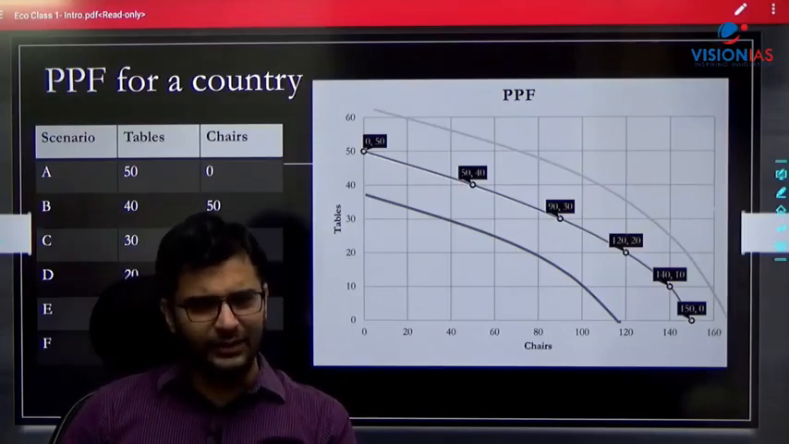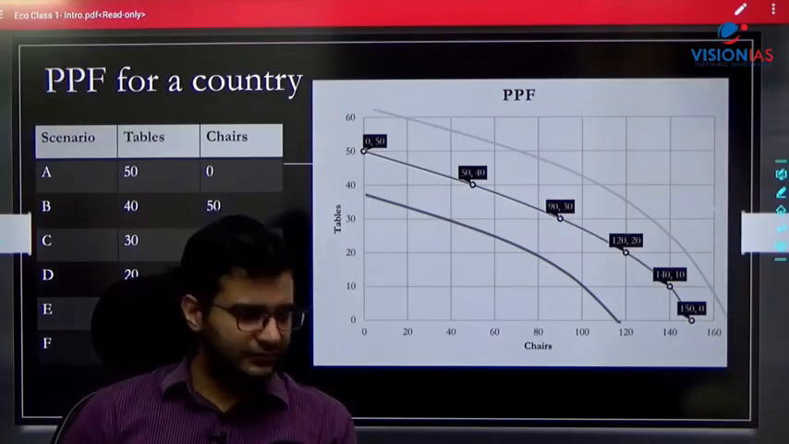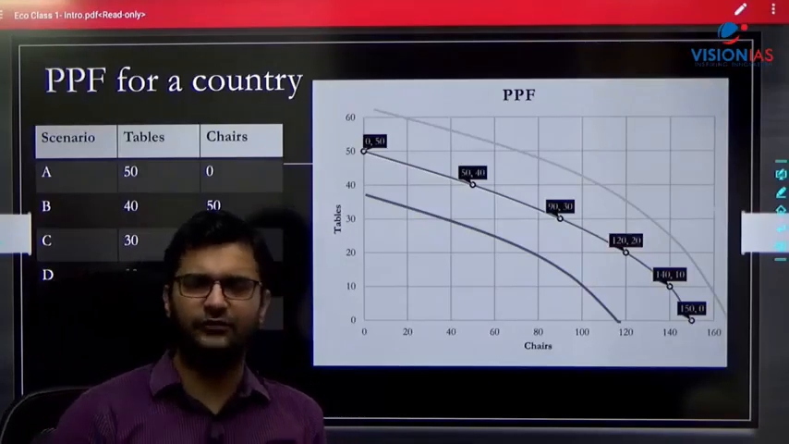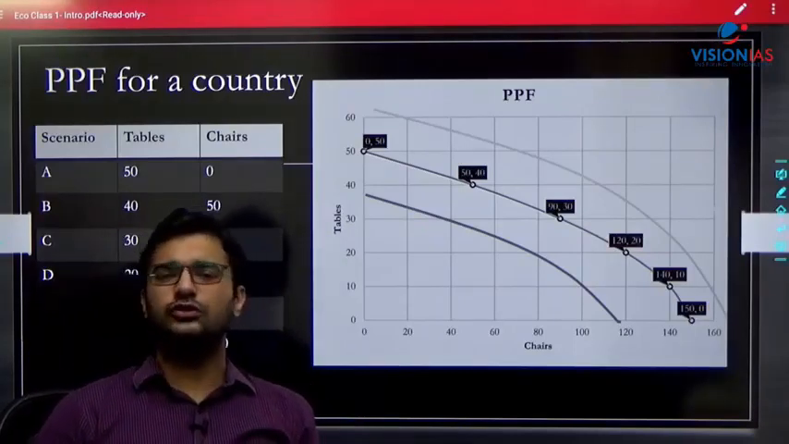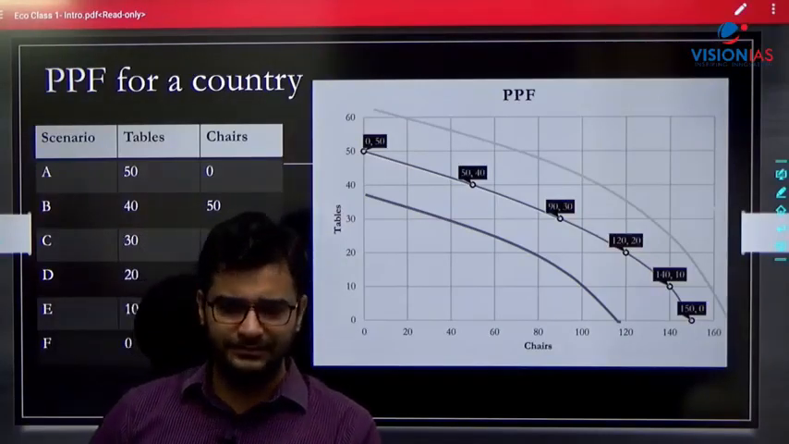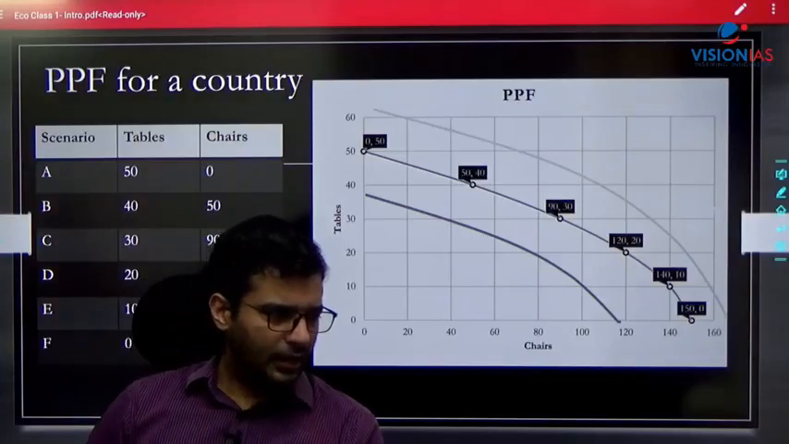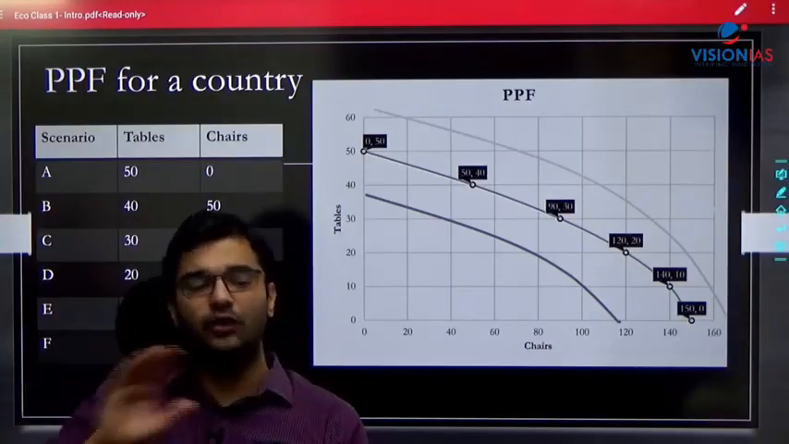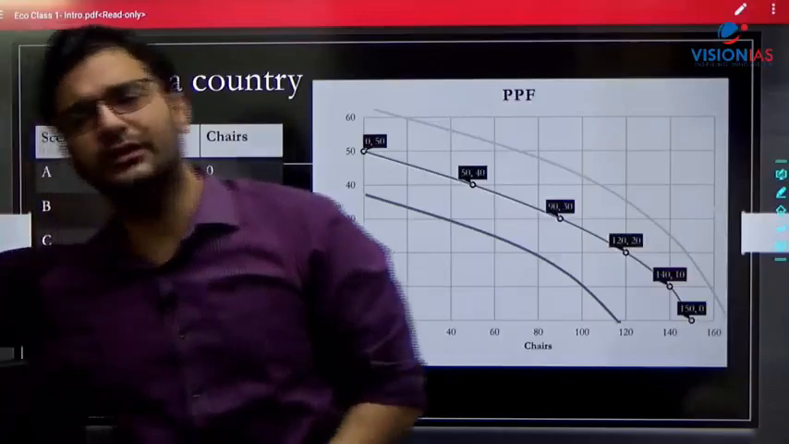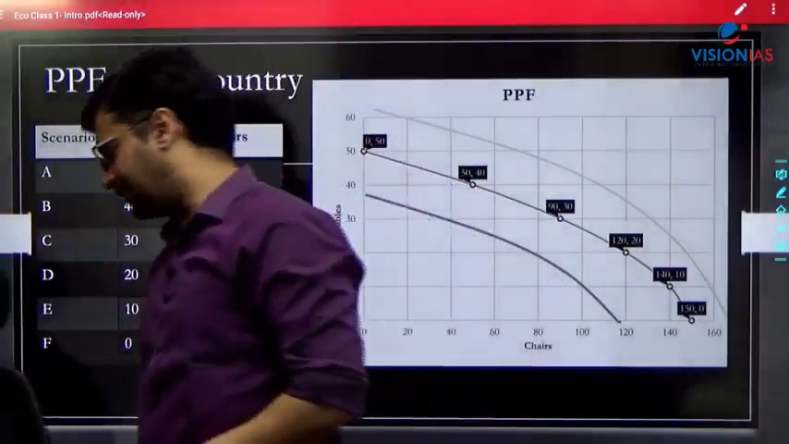In the next almost half an hour, or next 40 minutes, we'll see the evolution of economics as a discipline. We will look at some historical concepts. It should be interesting to you.